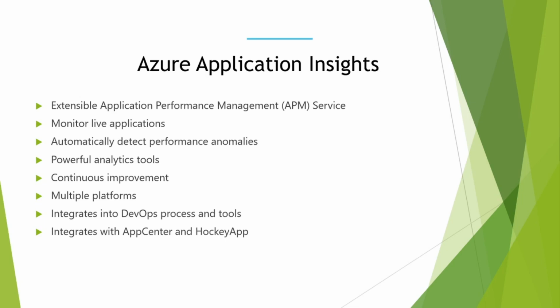One of the nice things, being a DevOps consultant, is having App Insights integrate with the DevOps pipeline. So it can do a thing called release annotations, which lets App Insights know when new versions are released. And so you can start doing things like comparing performance or error rates between version 1 and version 2. Also, it works with App Center and Hockey App, which are the mobile application side of things. So if you have mobile apps, they can ship some of that data back and integrate in.